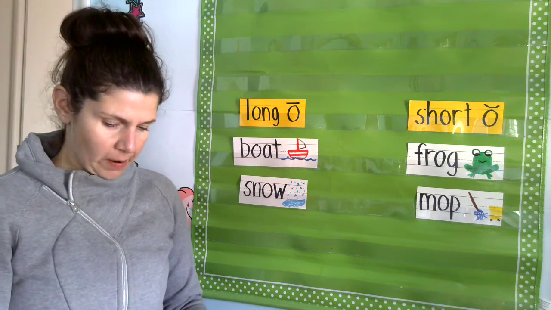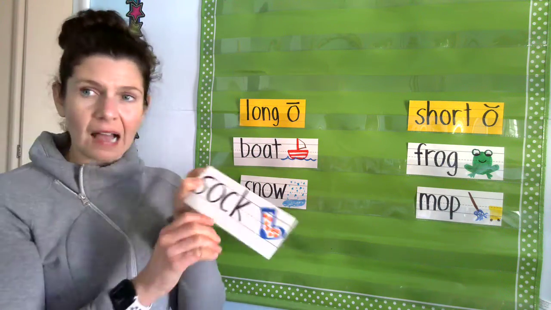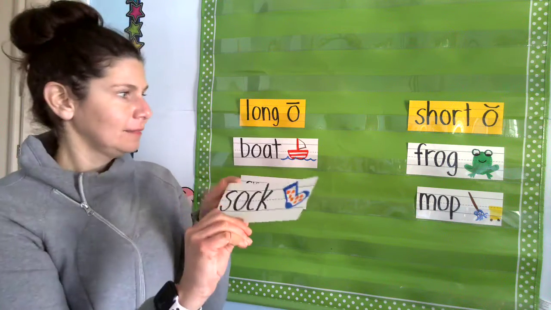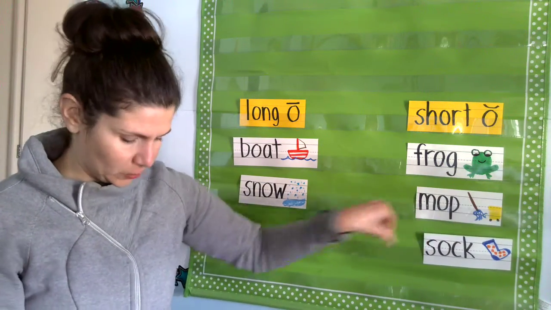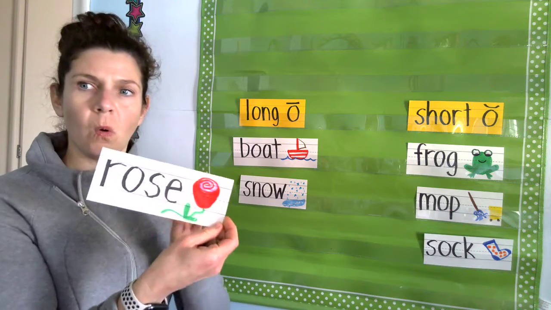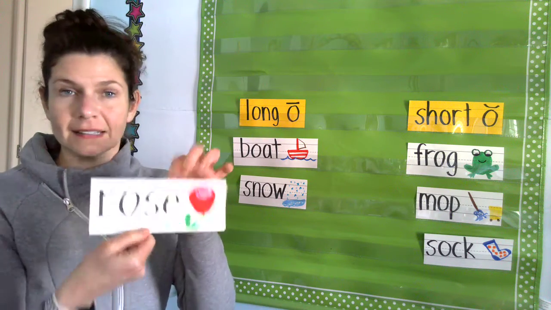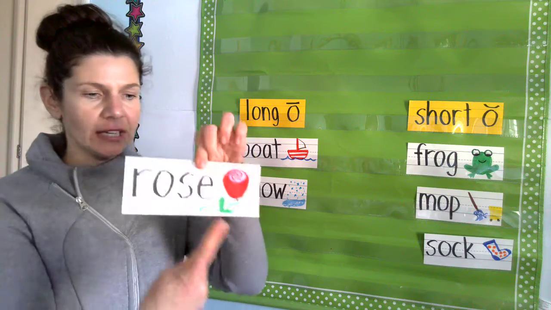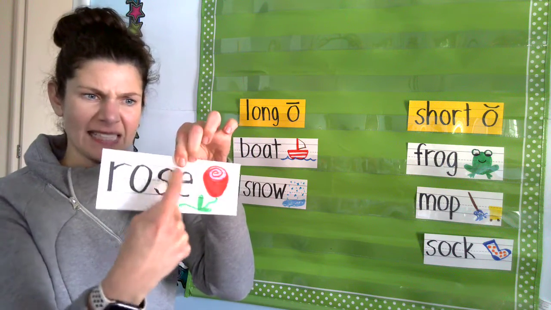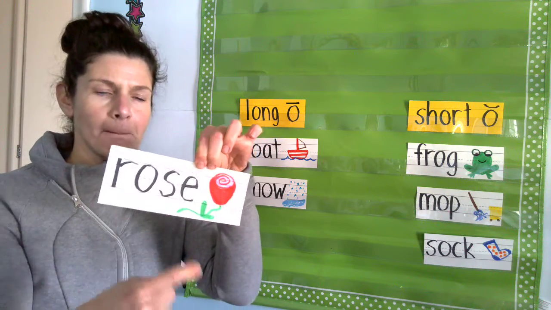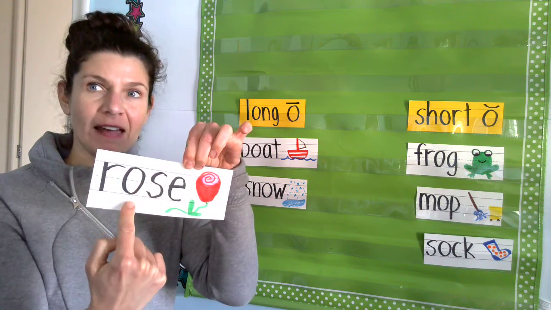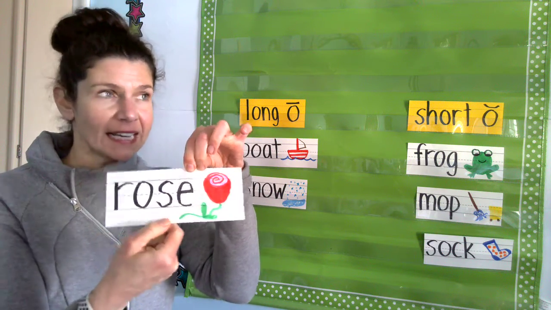We have two more. Let's see. Sock. Sock. You got it. That's a short O. And rose. O. Again, it's saying its name. And look, it has that magic E. When we see that magic E, most of the time, it's going to make that vowel, in this case an O, say its name.